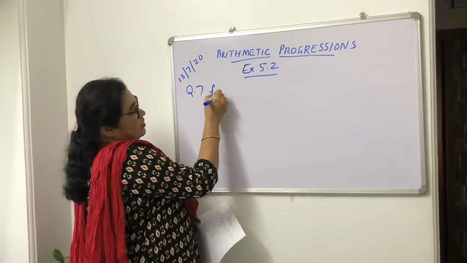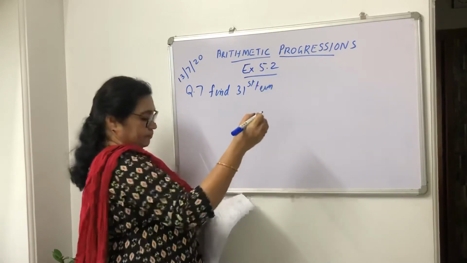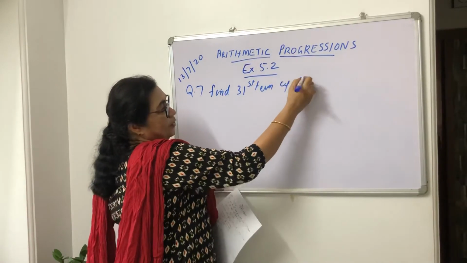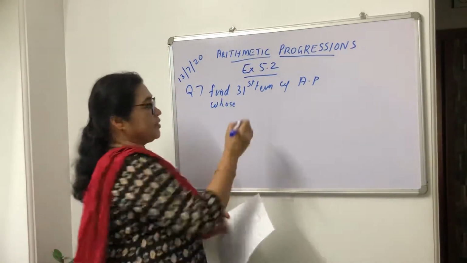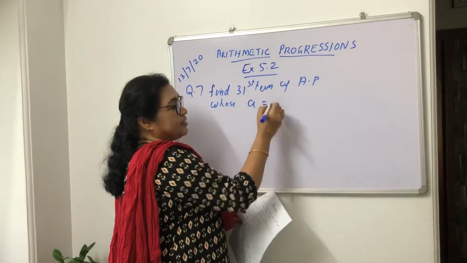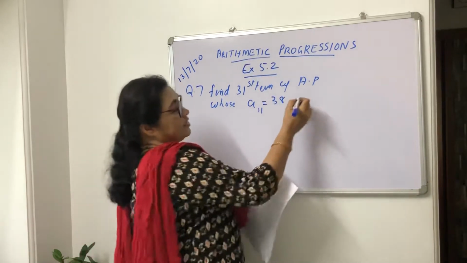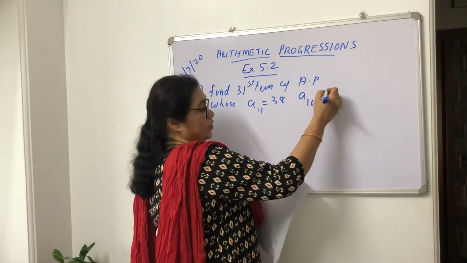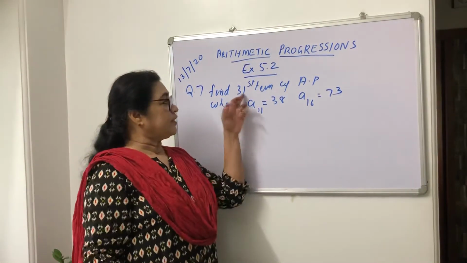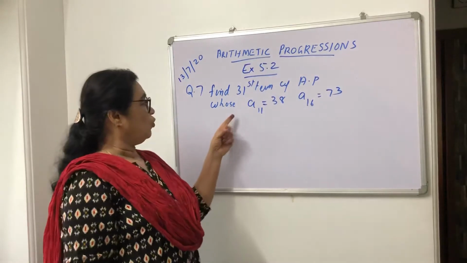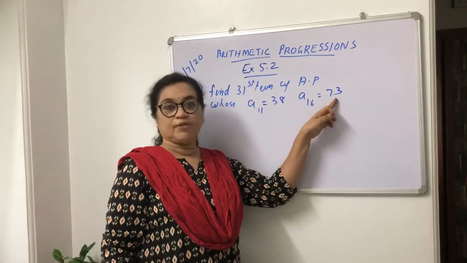Find the 31st term of AP whose 11th term, A11, is 38 and 16th term, A16, is 73. Find the 31st term of AP whose 11th term is 38 and 16th term is 73.